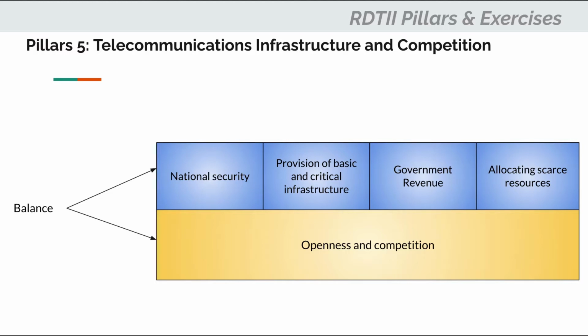The government implements regulation in the telecommunication market in order to protect policy objectives, such as national security, provision of critical infrastructure, raising government revenue, and effective allocation of scarce resources. However, for the domestic telecom market to benefit from digital trade, these policy objectives need to be balanced with the openness of the market for foreign investment. This is because the openness induces competition among the domestic telecom providers and foreign telecom providers.